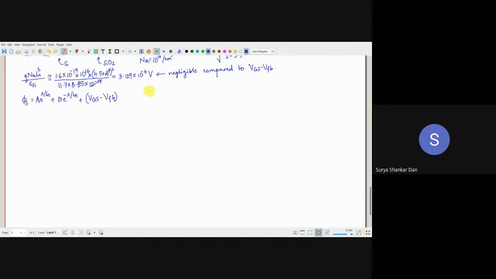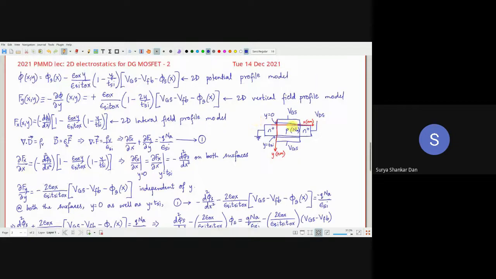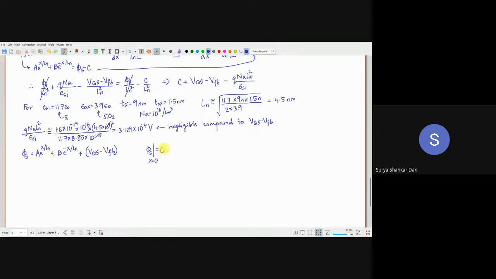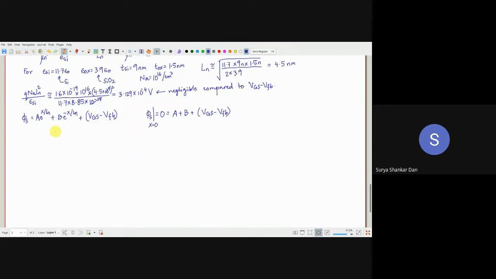Okay, so what is the value of phi s at x equal to 0? Phi s, that is the surface potential either here or here, doesn't matter. So phi s on the surface at x equal to 0, that means at this origin. What will it be? That is basically this n plus region, which is a source connected to the ground. That is equal to 0, so putting x equal to 0 here, we get A plus B plus VGS minus VFB. Now, what is the other way of doing it?